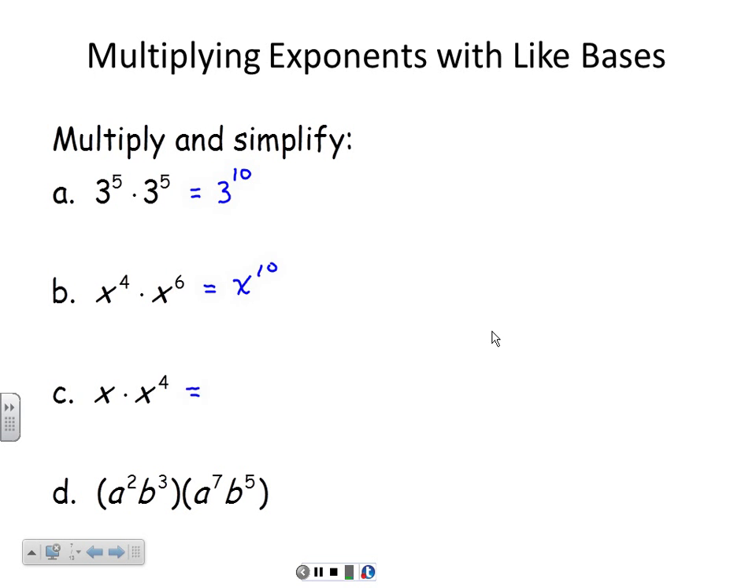So here, x to the 4th times x to the 6th is going to be x to the 10th. X to the 1st times x to the 4th is going to be x to the 5th. And then when you have multiple bases, you're just going to multiply like bases by adding the exponents. So you're still going to have a base of A, but you're going to have an exponent of 9, and you're still going to have a base of B, but you're going to have an exponent of 8.